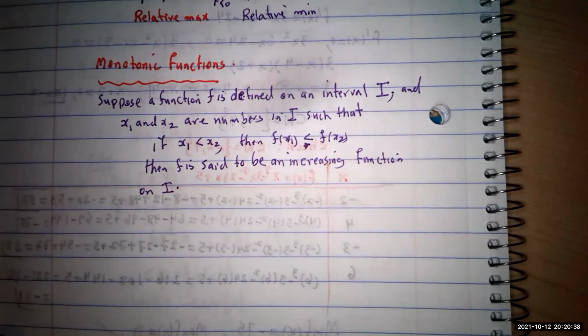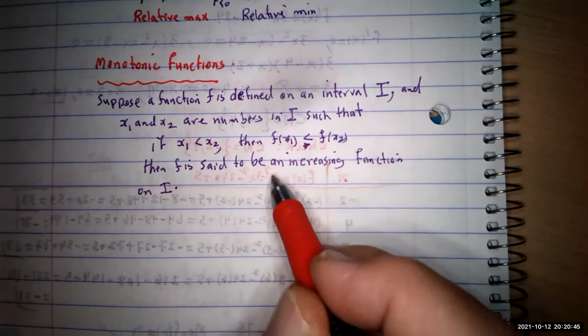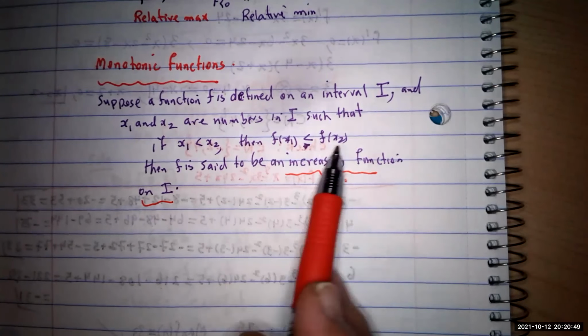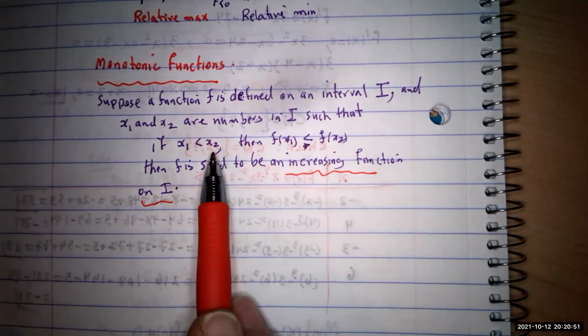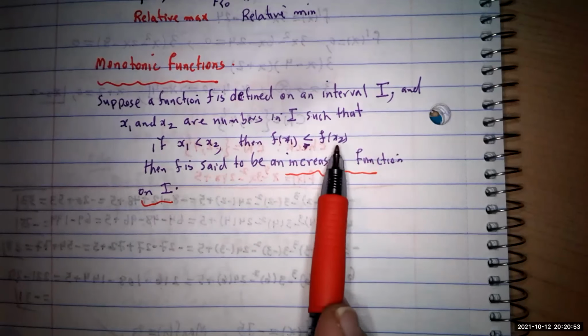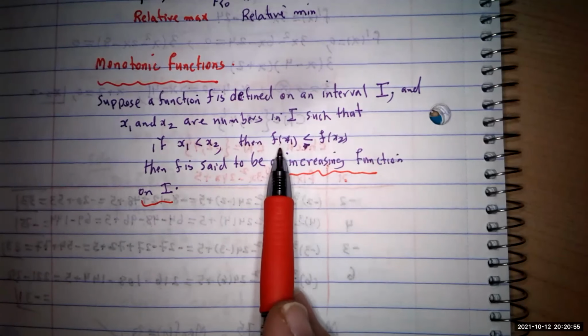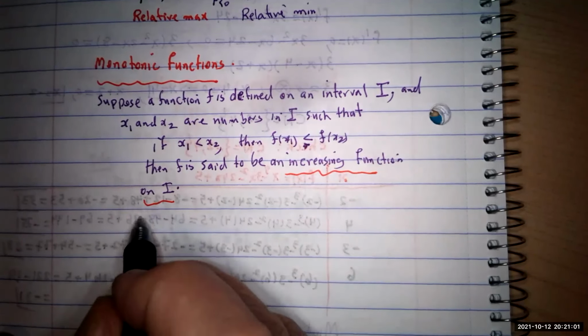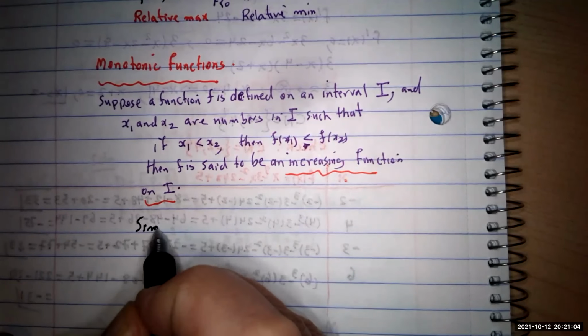This is algebra, the definition that you usually have in an algebra course. So the function is going to be increasing if you go from left to right, the value of the function getting bigger and bigger. You see, x2 is bigger than x1, so f of x2 is also bigger than f of x1. This is going to be increasing, and similarly, I give you both definitions, then an example.